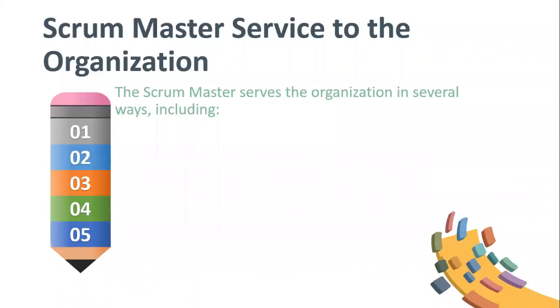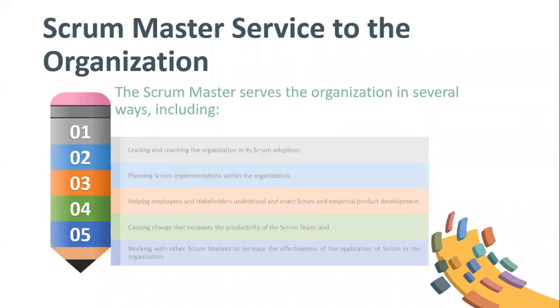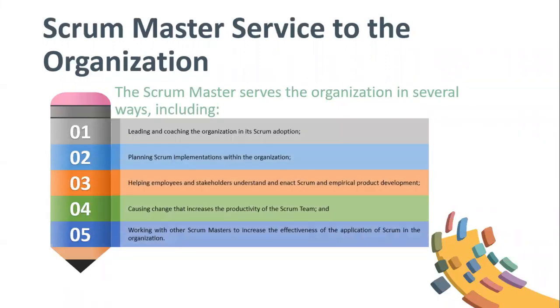Let's talk about Scrum Master service to the organization. The Scrum Master serves the organization in several ways, including leading and coaching the organization in its Scrum adoption, planning Scrum implementations within the organization, helping employees and stakeholders understand and enact Scrum and empirical product development, causing change that increases the productivity of the Scrum team, and working with other Scrum Masters to increase the effectiveness of the application of Scrum in the organization.